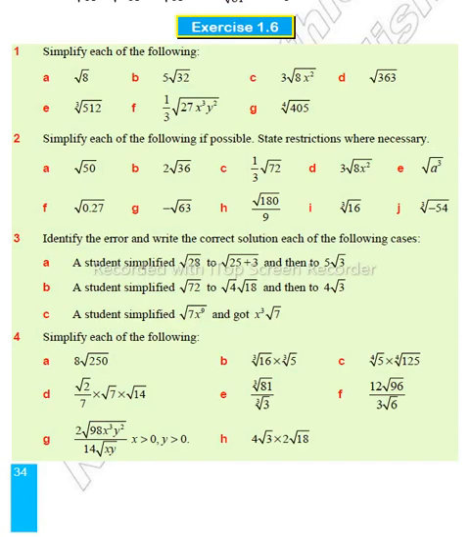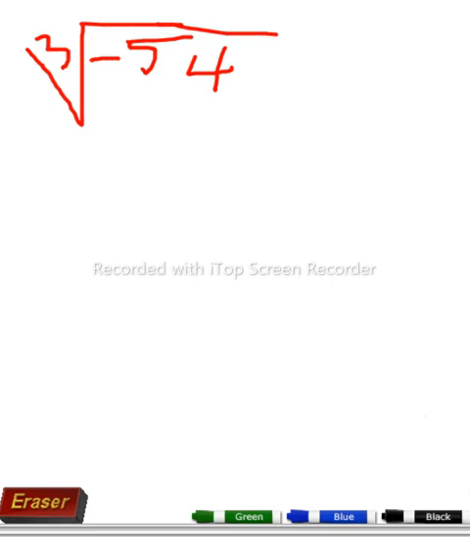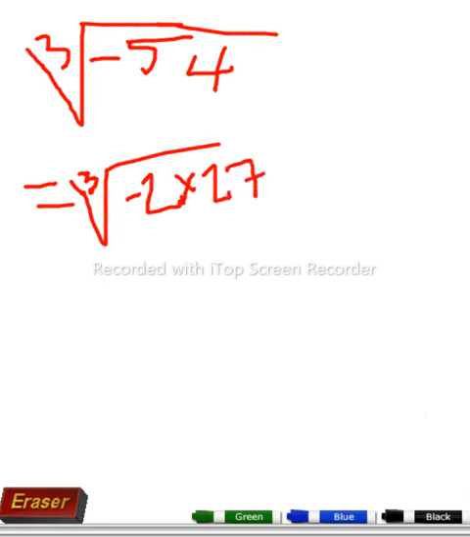Let us do a negative number here. Here we have negative 54. Let us do the cube root of negative 54. We do not work with the negative sign yet; we have 54. 54 means the cube root of negative 2 times 27. We can write this equation like this.